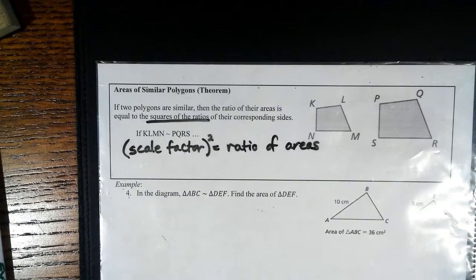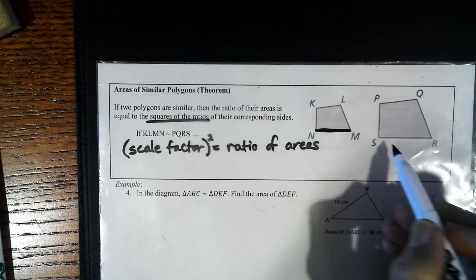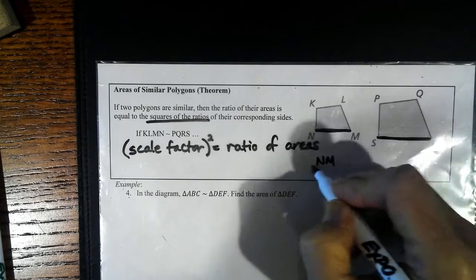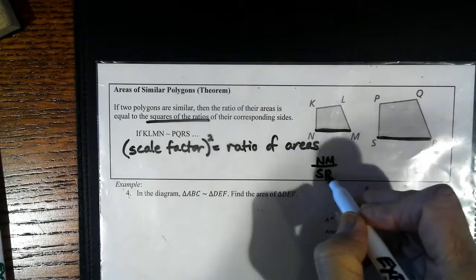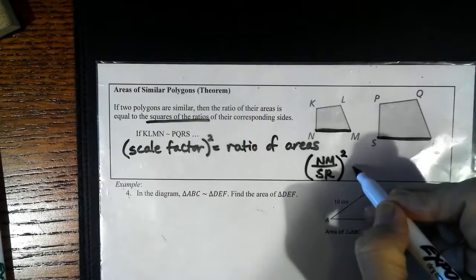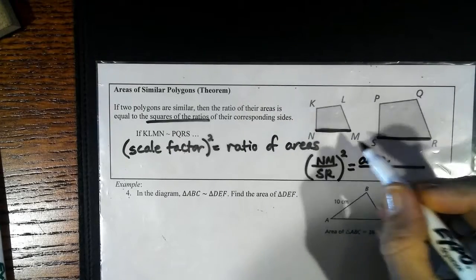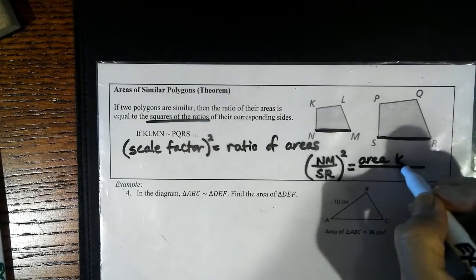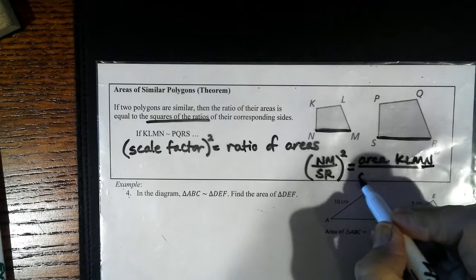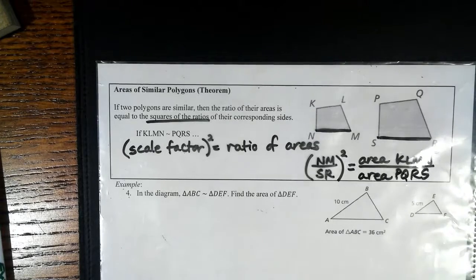Very similar. Okay, let's say I'll just focus on these sides to do the scale factor. Then I have NM over SR. That's going to give me K, the scale factor. But what I'm going to do is square it, and it's going to be equal to the area of KLMN over the area of PQRS.